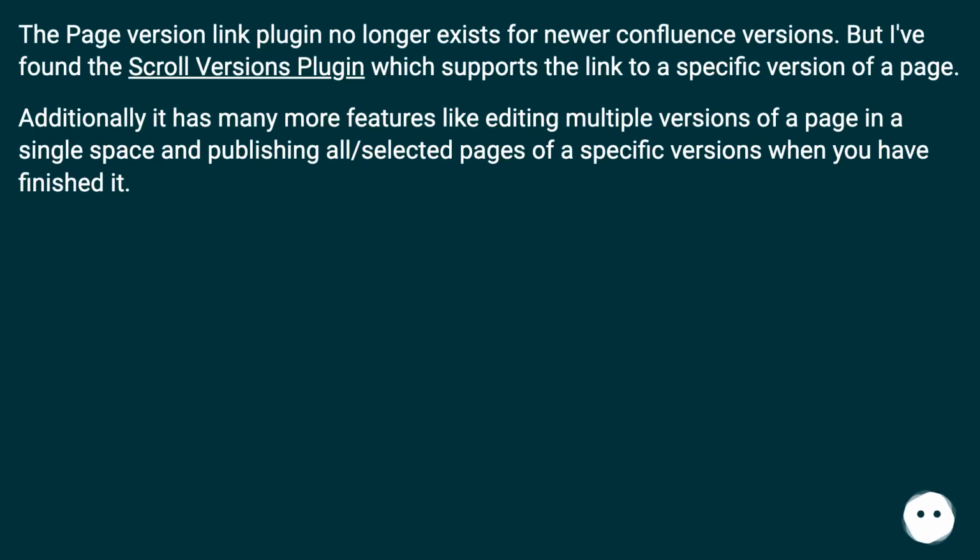The Page Version Link plugin no longer exists for newer Confluence versions. But I've found the Scroll Versions plugin, which supports the link to a specific version of a page. Additionally, it has many more features, like editing multiple versions of a page in a single space and publishing all the selected pages of specific versions when you have finished.